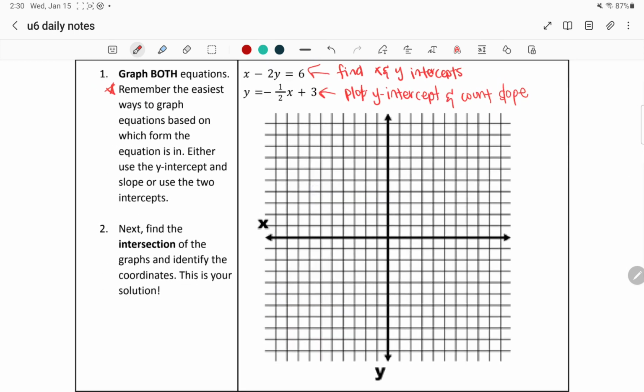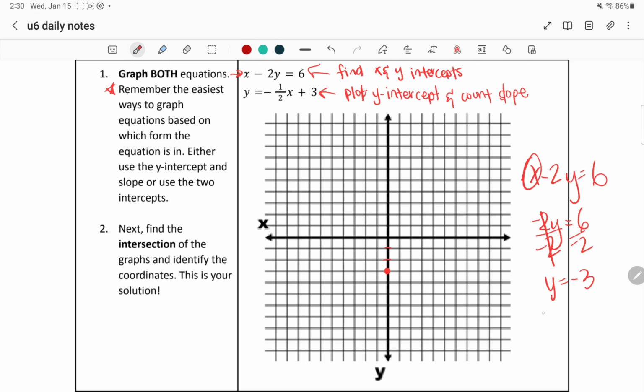Okay, for my standard form equation, which is up here at the top, I have x minus 2y equals 6. When I'm finding the intercepts, what I do is plug in 0 for one of the letters and solve. What that does is it just erases one of my terms. So if I'm plugging in 0 for x, x just goes away because it's 0 now, and I'm going to solve for y. So I have -2y equals 6. Divide by -2 on both sides. Y equals -3. So on my y-axis, I'm going to find -3. 1, 2, 3.